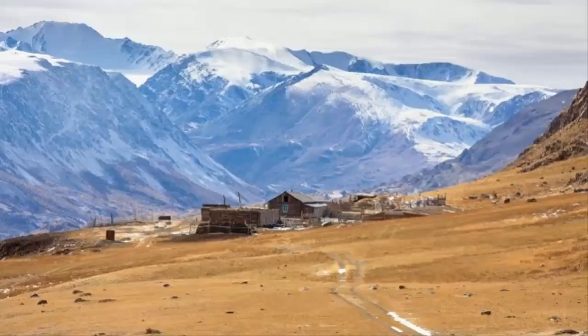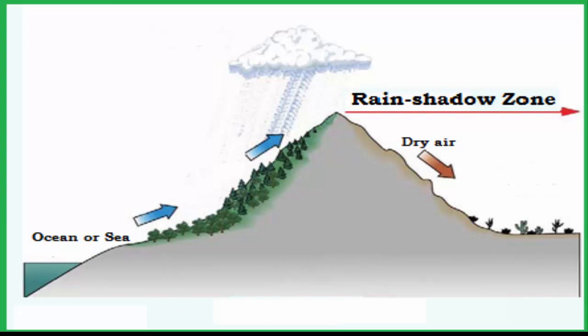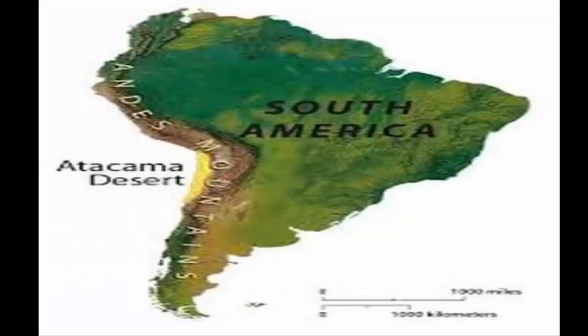Rain Shadow Desert. Rain shadow is a dry area formed by tall mountain ranges that prevent the rain producing clouds from reaching the area on the other side of the mountain. As a result of this, rain falls on one side but not on the other side. The Atacama Desert is an example of it. It is located in Chile.